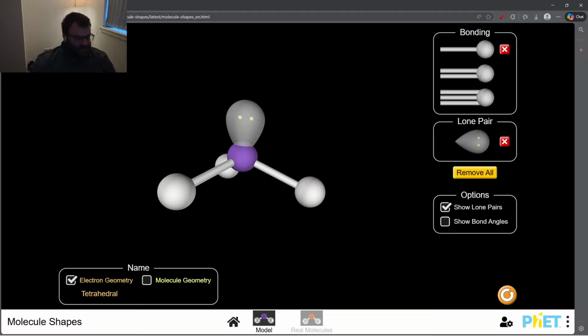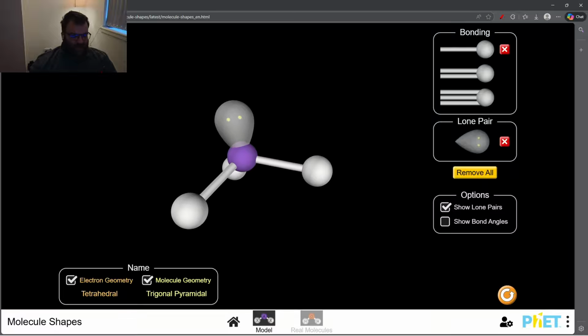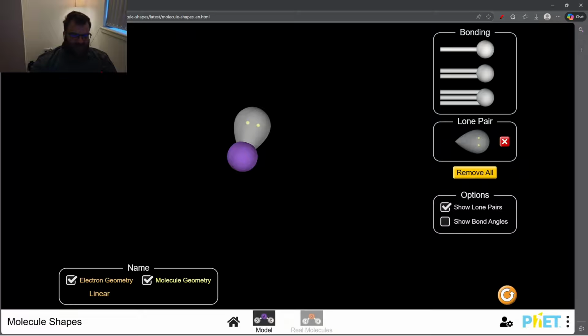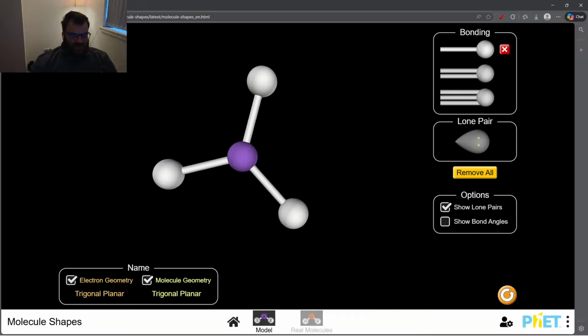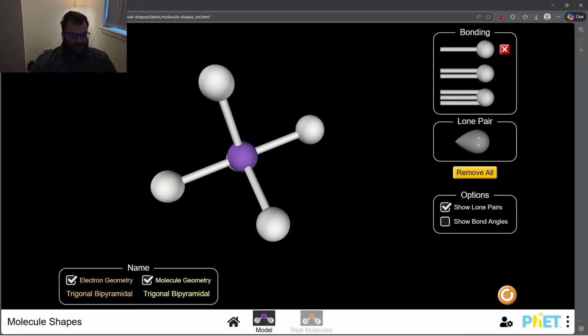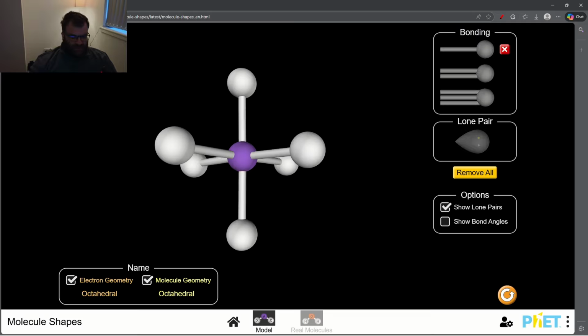Down at the bottom, the electron geometry is regardless of bonding versus non-bonding or lone pairs. In the molecular shapes, they are taking into account these lone pairs that will distort the shapes of them as well. And we can see we've got baseline shapes of linear, trigonal planar, tetrahedral, trigonal bipyramidal, and then also octahedral.